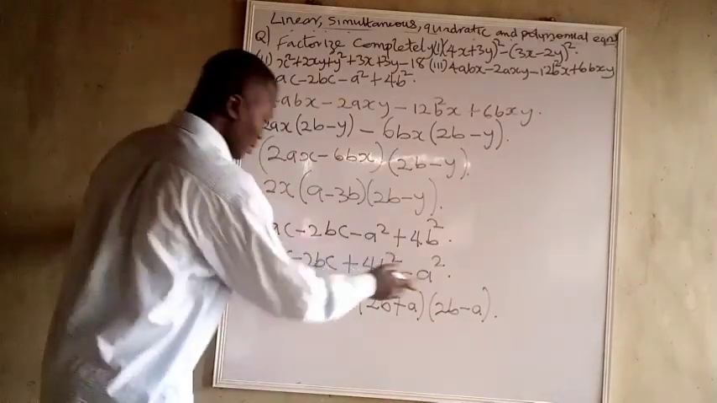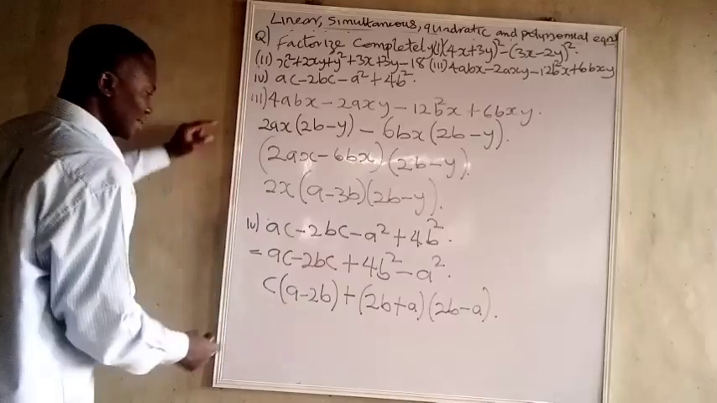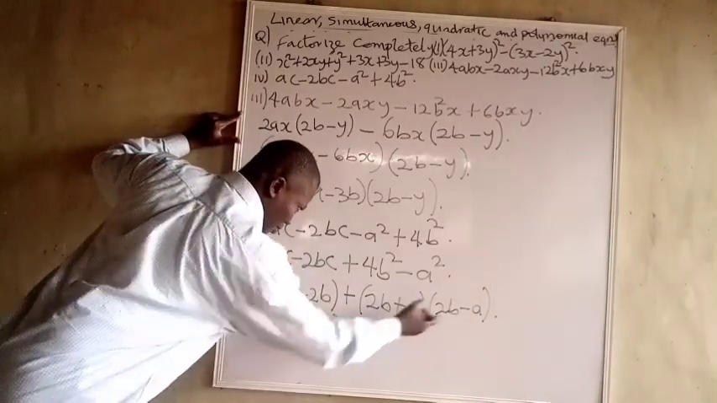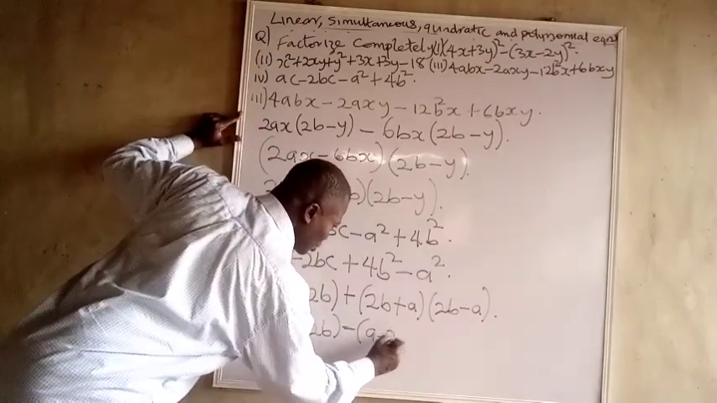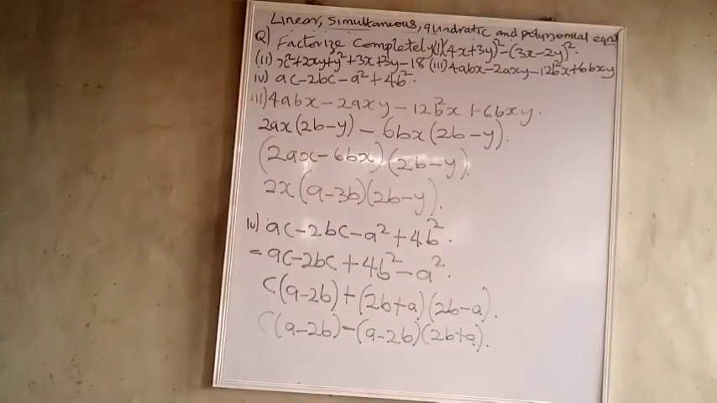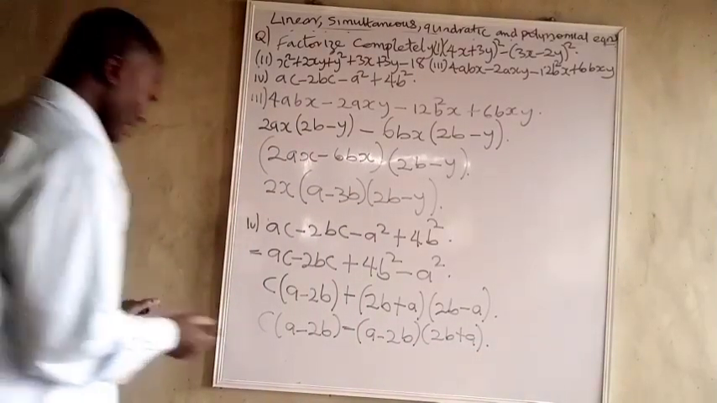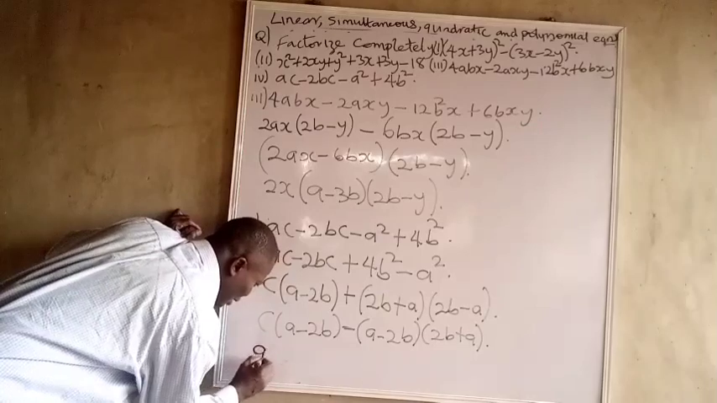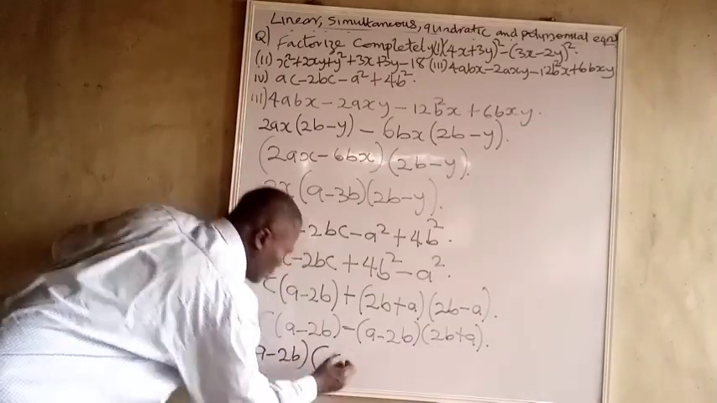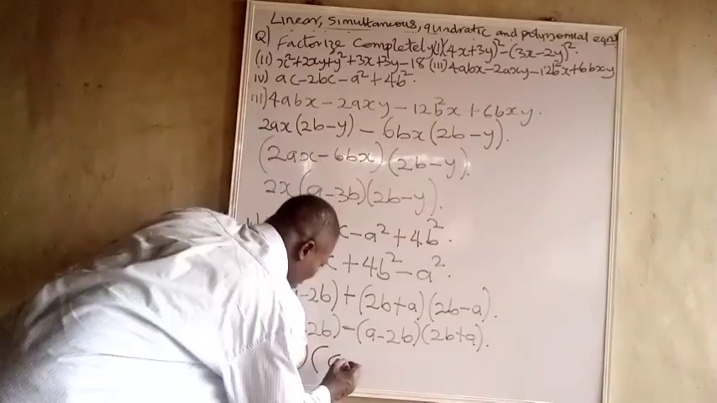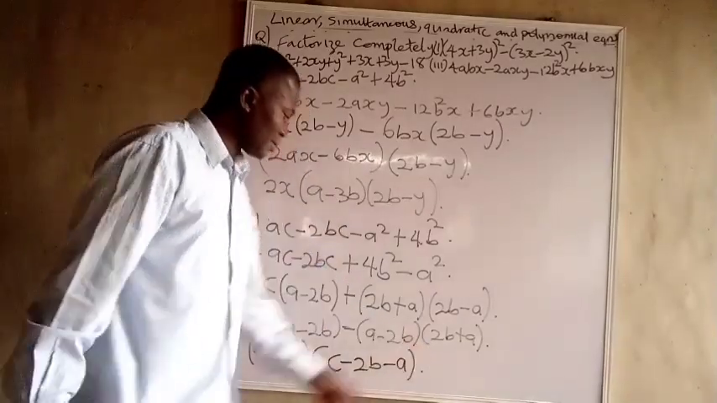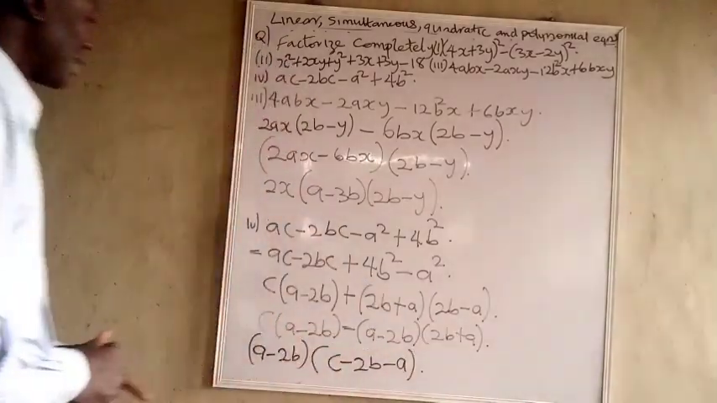You can see this one is this one times minus 1. So I can rearrange it and say C into A minus 2B minus A minus 2B into 2B plus A. And that gives me, you can see that A minus 2B is common to both sides. A minus 2B into C minus 2B minus A. This one times this minus. So that is the factorization for this.